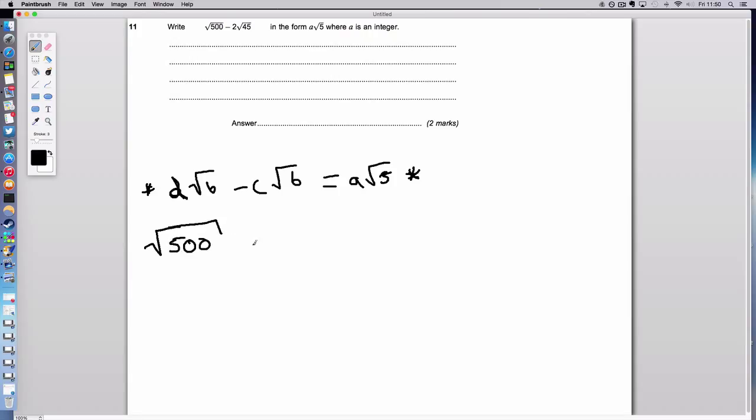So we'll look at root 500. Well, we know that root 500 is made up of 5 times 100, right? So we can write that as root 5 times root 100, and these are the two factors, the two numbers whose product is 500. The square root of 100 is 10. So we can write root 500 in the form of 10 root 5, which happens to be the matching number. So we know this is looking good so far.